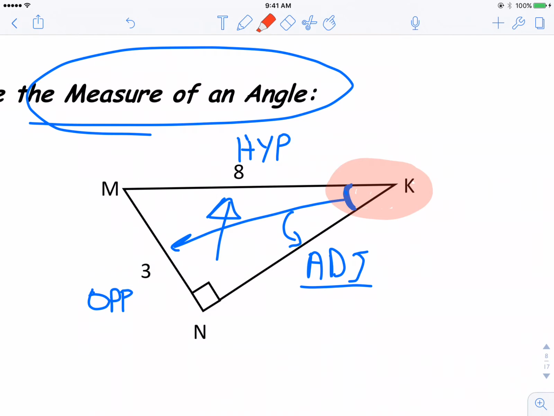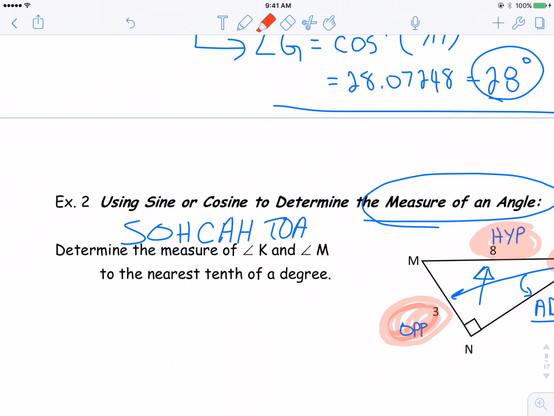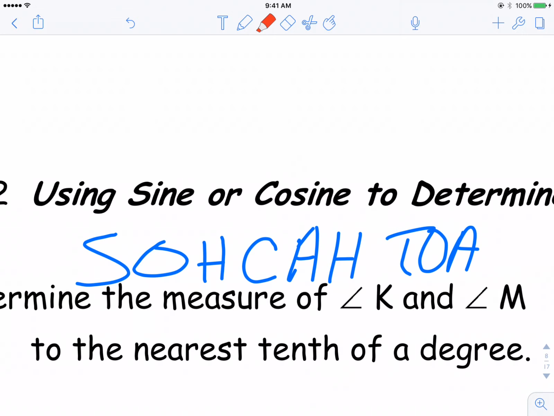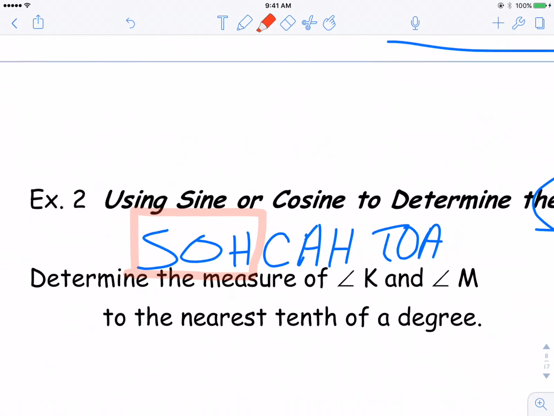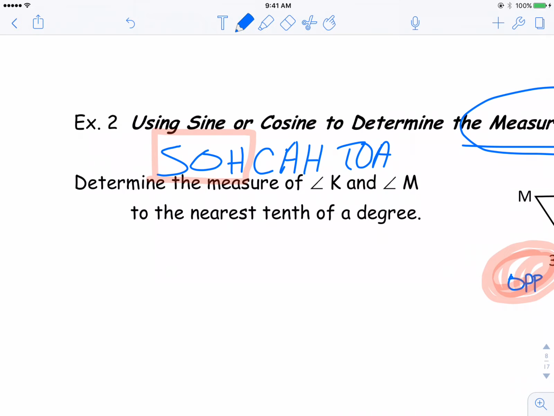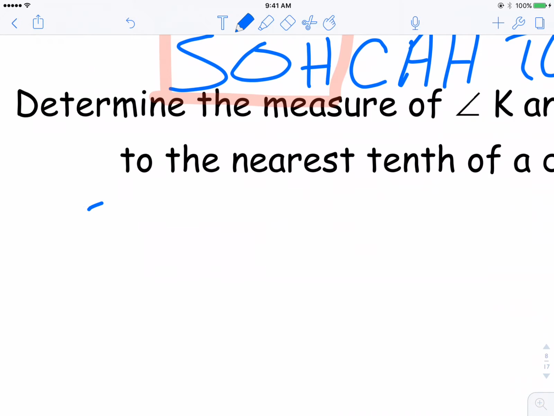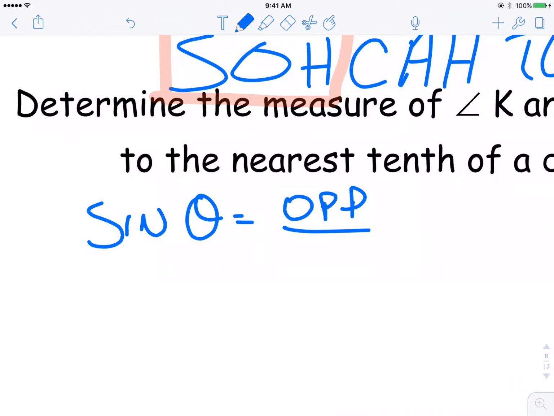What do I have? I have my hypotenuse and I have my opposite side. So I think to myself, well, what trig function relates opposite and hypotenuse? I go to my acronym. What trig function uses or relates opposite and hypotenuse? And that would be sine. Okay. So sine is my formula. So I go sine of some angle is equal to opposite over hypotenuse.